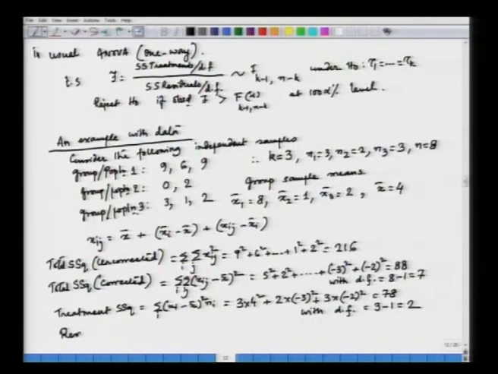Strictly speaking, there is no need for me to calculate the residual sum of squares. I can simply consider the difference between the corrected total sum of squares and the treatment sum of squares to get it, but for verification's sake you can also do that, and what you have to consider is actually the sum of squares of these deviations xij minus xi bar.